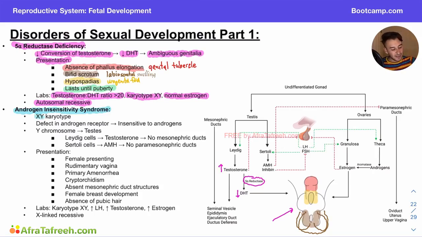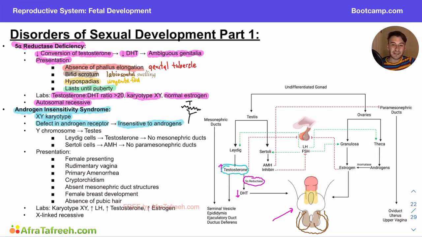We're going to have XY karyotype in these individuals. However, what is happening here in terms of pathology is that we're going to have a defect in our androgen receptor, making it insensitive to androgens. So when we think of androgens, we're going to think of things like testosterone. So here, if I was to draw a little androgen receptor like here, and then we have testosterone, which I'm going to represent with a T. Basically, the testosterone cannot act here on this receptor because it is genetically modified in a way that it can no longer interact with testosterone.